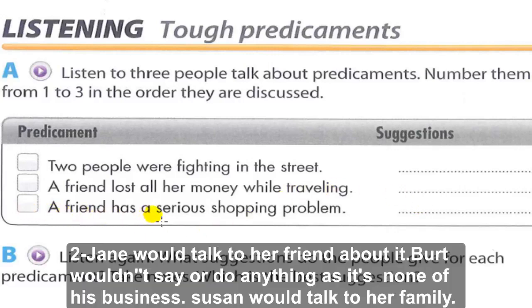A friend has a serious shopping problem. So, number two: Jane would talk to her friend about it. Bert wouldn't say or do anything because it's none of his business. Susan would probably talk to her family. So this is number two, a friend has a serious shopping problem.